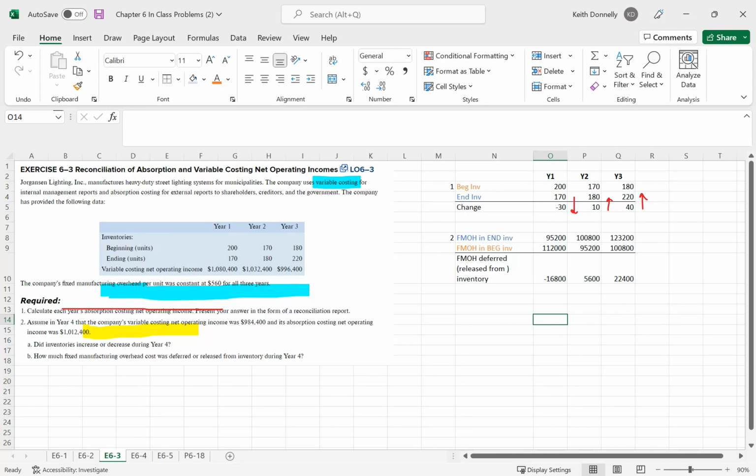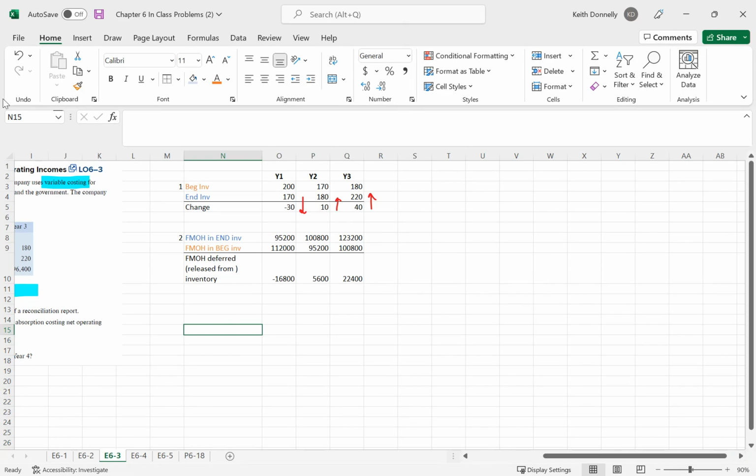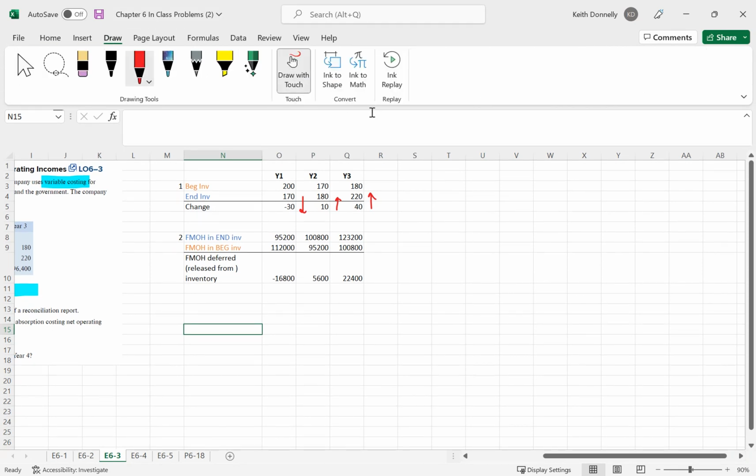One of the things we have to be aware of before we analyze this, if you remember from the lecture, is that we have to compare our units produced with our units sold. If they equal each other, if our production is greater than what we sold, or if our production is less than what we sold.